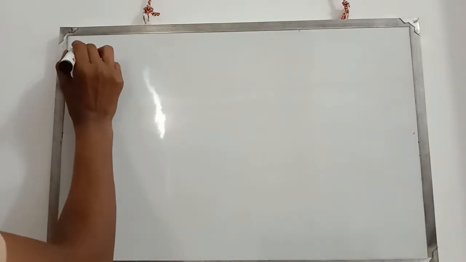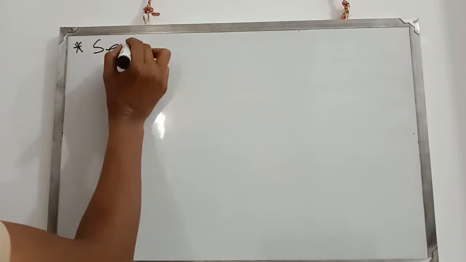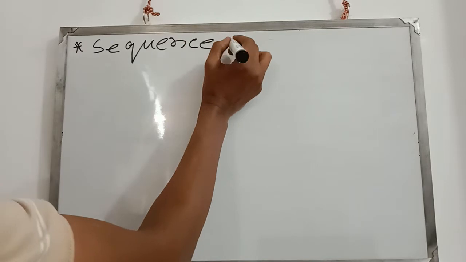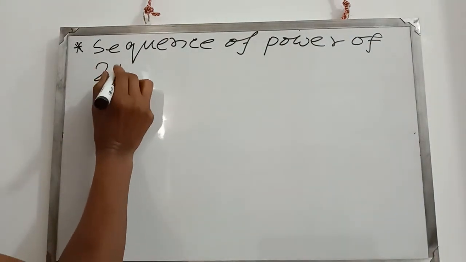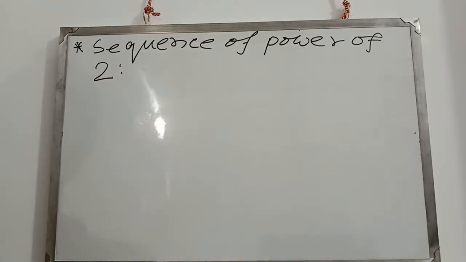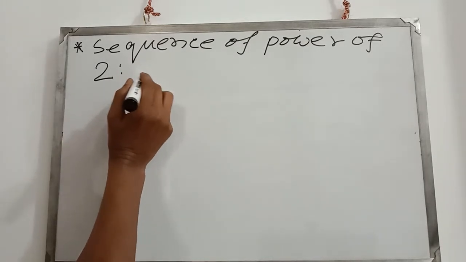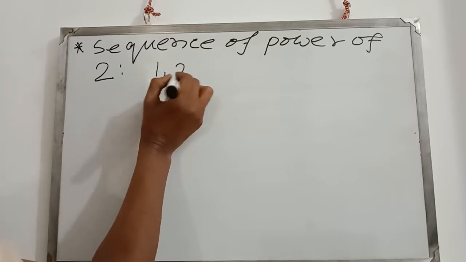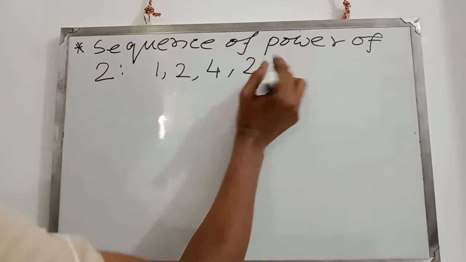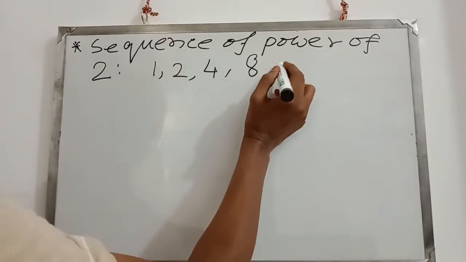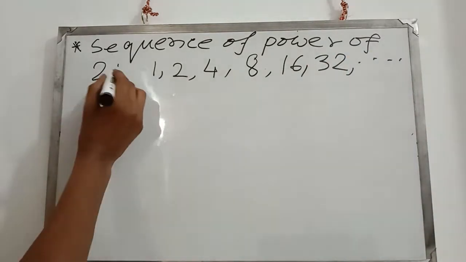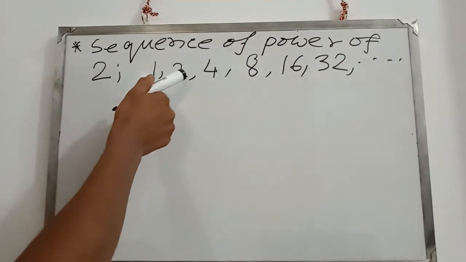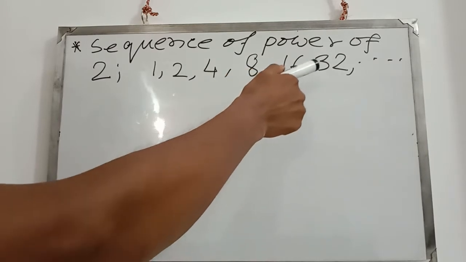Next, number 3. Sequence of powers of 2: 1, 2, 4, 8, 16, 32 and so on.